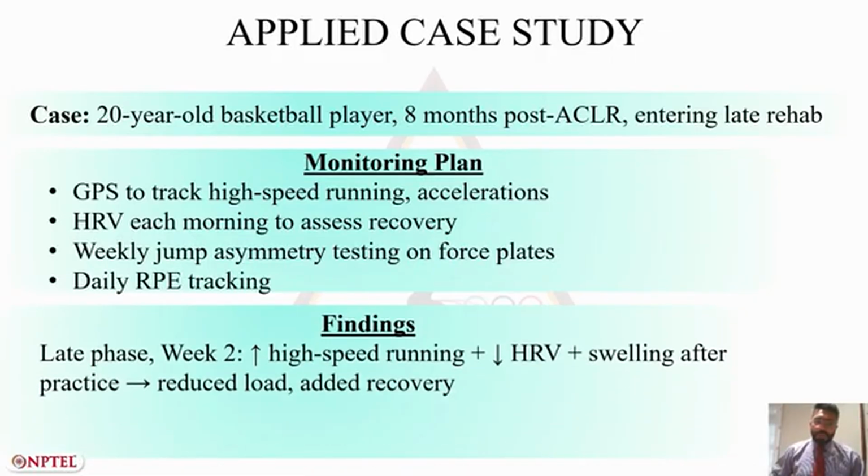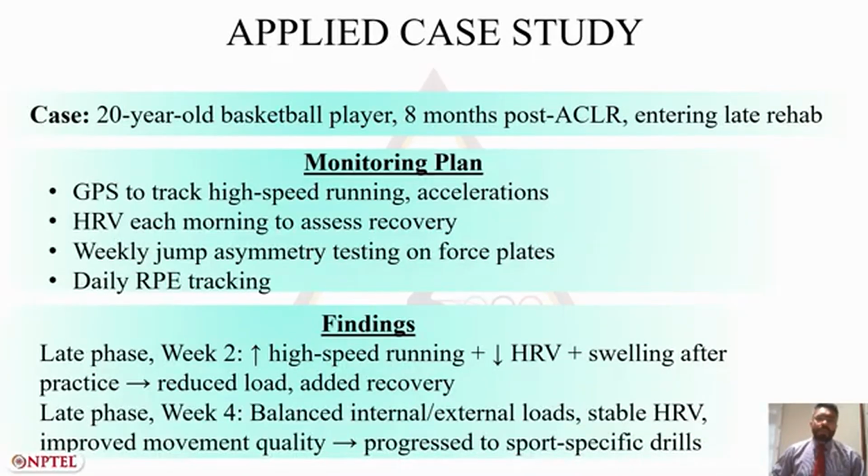The findings could be: in week 2 he may have increased high speed running and decreased heart rate variability and increased swelling after practice. So based on this, the load can be reduced and recovery can be added. Whereas in week 4, with balanced internal and external loads, stable heart rate variability and improved movement quality, the load or the training schedule can be further progressed to sport specific drills.